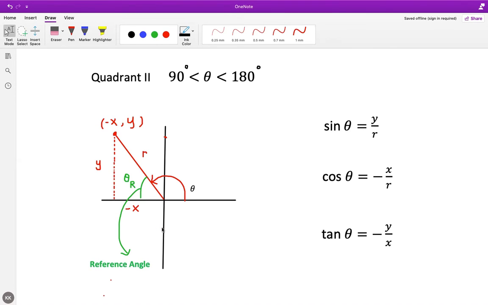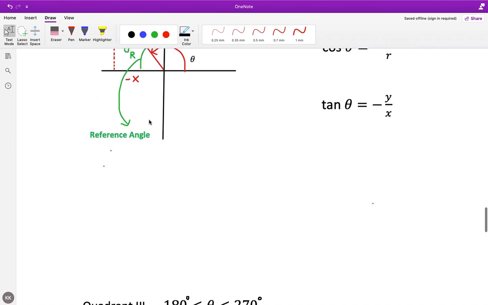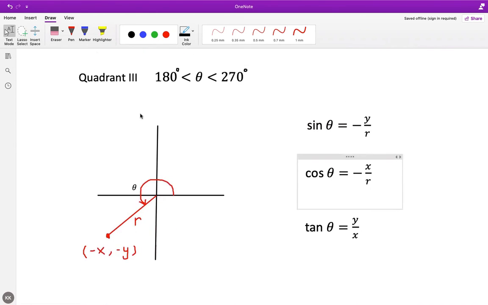Okay, so in the last video, in the last portion, I briefly talked about the reference angle. Basically, what's the definition of a reference angle? The reference angle is the angle between the terminal arm and the closest x-axis. In this case, the closest x-axis is my negative x-axis, so this green angle is my reference angle. At this stage, we have only figured out the reference angle in quadrant 2, but not in quadrant 3 and quadrant 4. So what do you think the reference angle in quadrant 3 is?